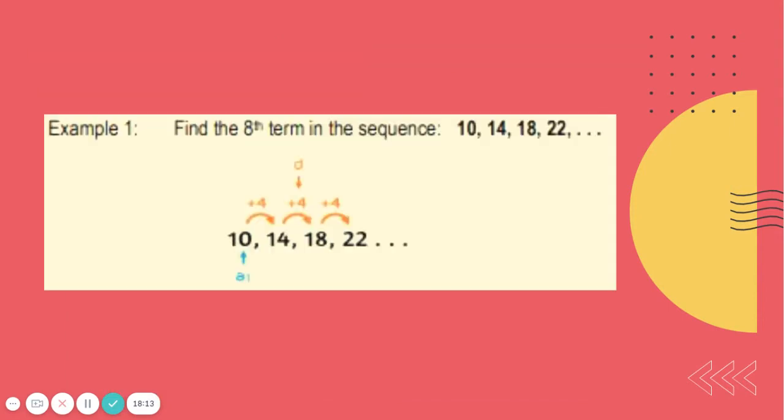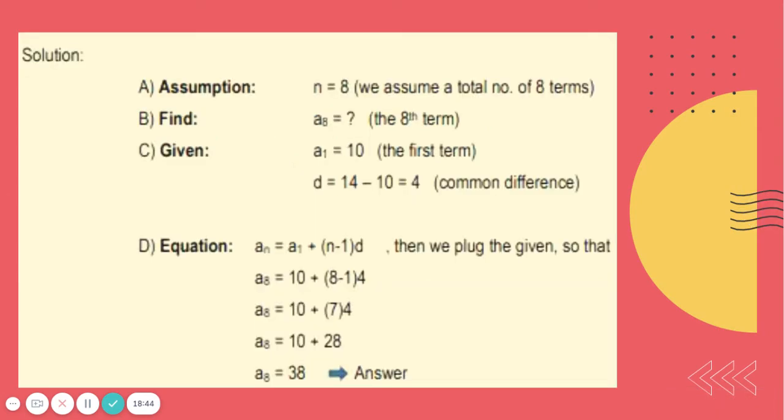So for example, your teacher asks you to find the 8th term in the sequence 10, 14, 18, 22. So pwede mo namang isulat, ilista hanggang sa maabot mo yung 8th term, makukuha mo yung sagot. But we need to use our formula. So here, as you can see, hinanap muna natin yung common difference. Our common difference is 4. So remember that ha, our common difference is 4.